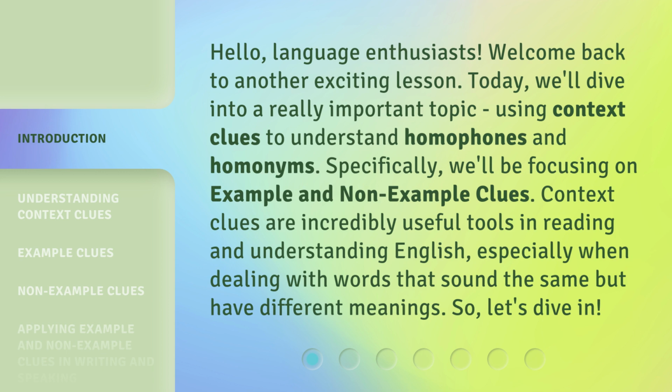Today, we'll dive into a really important topic, using context clues to understand homophones and homonyms. Specifically, we'll be focusing on example and non-example clues. Context clues are incredibly useful tools in reading and understanding English, especially when dealing with words that sound the same but have different meanings. So, let's dive in.